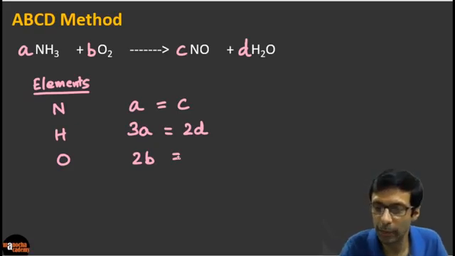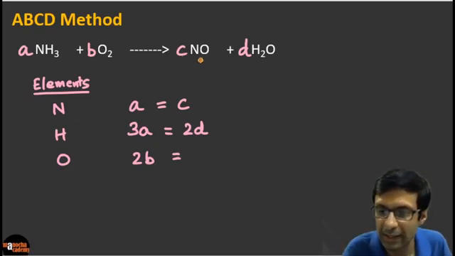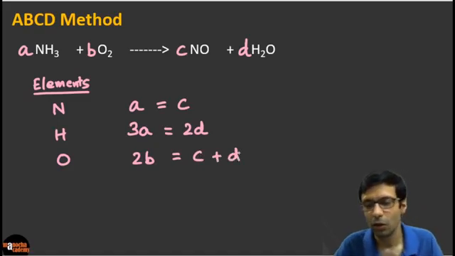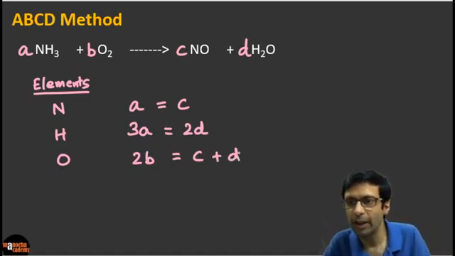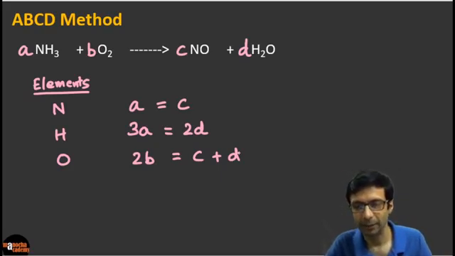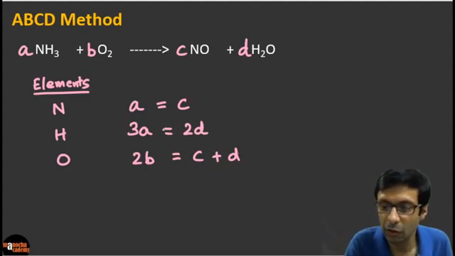So oxygen is going to be, as you can see, there's C here and then there's D over here, right? So it's going to be C plus D. Right, guys? So you have 2B on the left side and C plus D on the right side. So we've got our 3 equations.